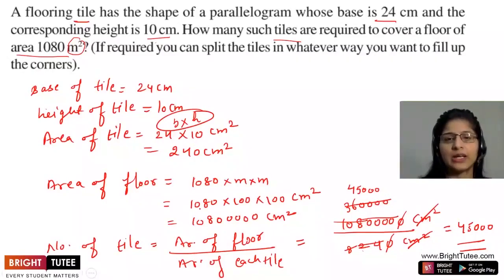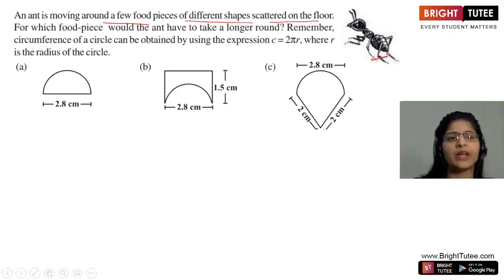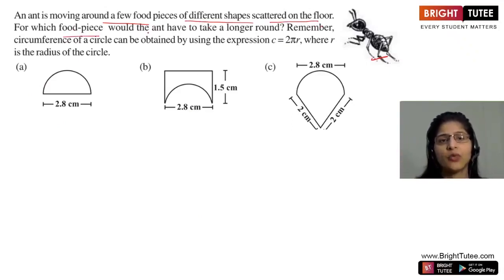Let us move ahead with another question. Okay, so here is a question and it says there is an ant, as you can see, moving around a few food pieces of different shapes scattered on the floor. So she is moving in that shape only. Now for which food piece would the ant have to take a longer round? That means they're talking about the perimeter of the figures. Remember, circumference of a circle can be obtained by using the expression 2 pi r, where r is the radius of the circle. So this is given for help, otherwise we know that the circumference is 2 pi r.